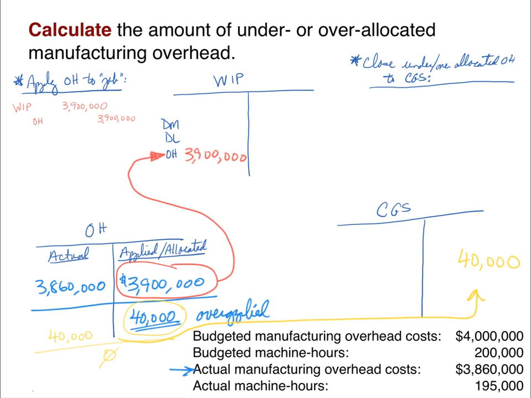Now, this is also a transaction that has to be journalized. So we'll go up here in the upper right, and you will notice in the diagram that we are debiting overhead for the $40,000, and we are crediting cost of goods sold, decreasing cost of goods sold by the $40,000.